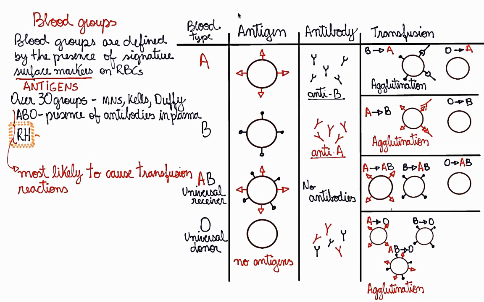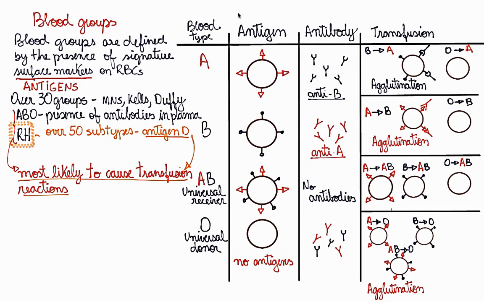Now the next step is understanding the RH system. I have over 50 subtypes of the RH group. So we normally deal with RH negative and RH positive, but that is referring to just one subtype of the RH group.